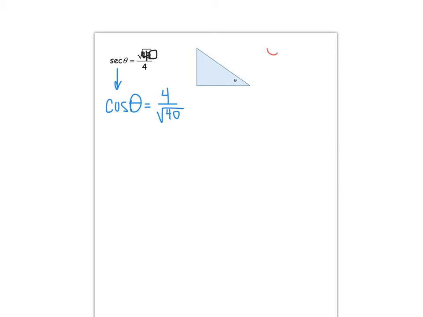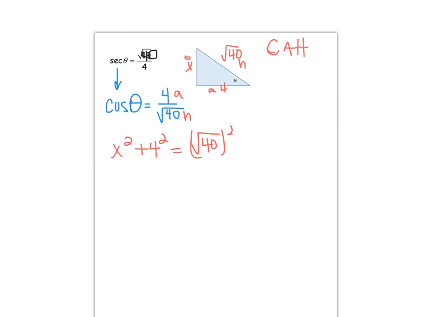Cosine is the CAH, so this is adjacent and this is hypotenuse. So on my triangle, I have square root of 40 on my hypotenuse. And I don't know my opposite, so that's my x. And my adjacent is a 4. So when I set up my Pythagorean theorem to find x, I know my hypotenuse, I have to make that c. So I'll have x squared plus 4 squared equals square root of 40 squared. Hypotenuse must be alone.